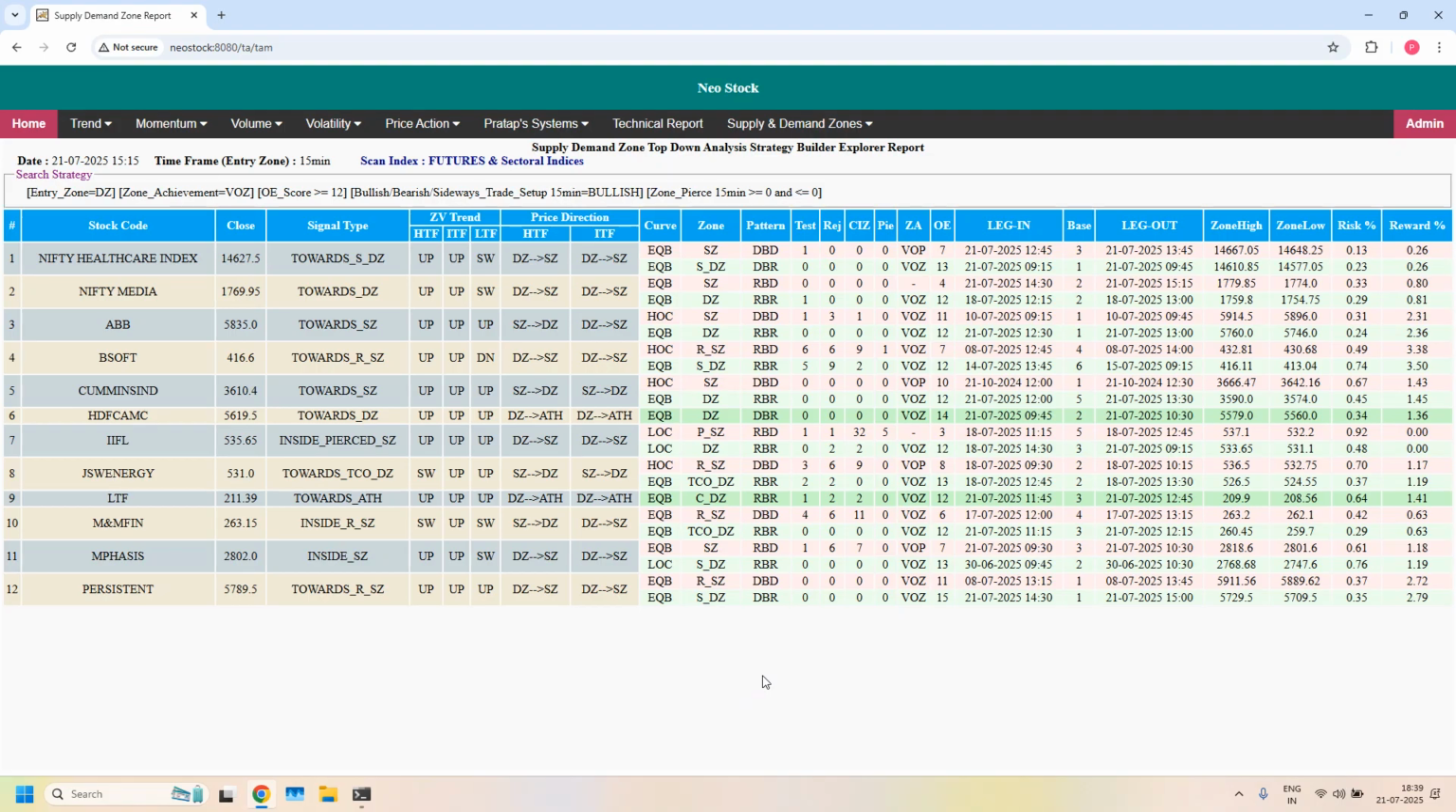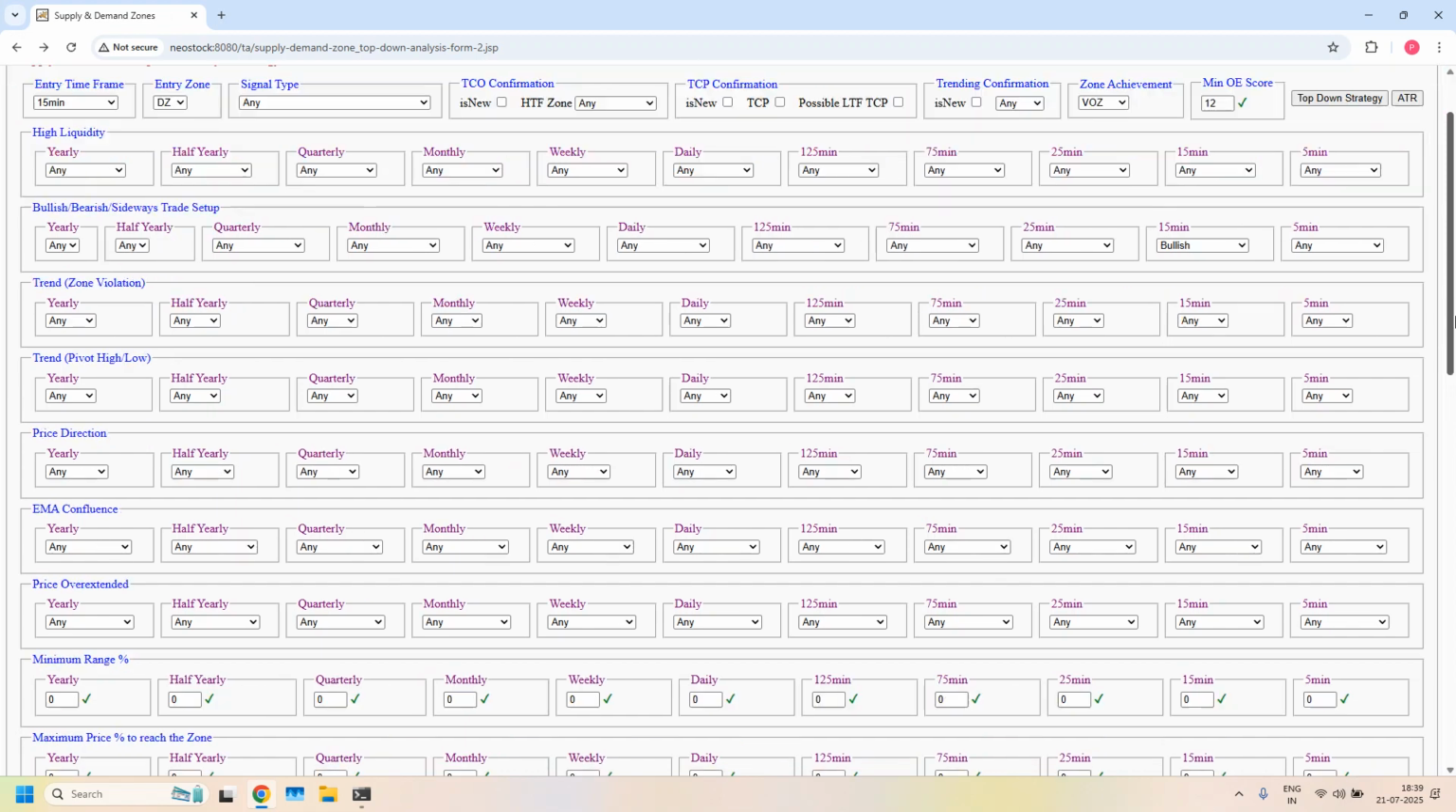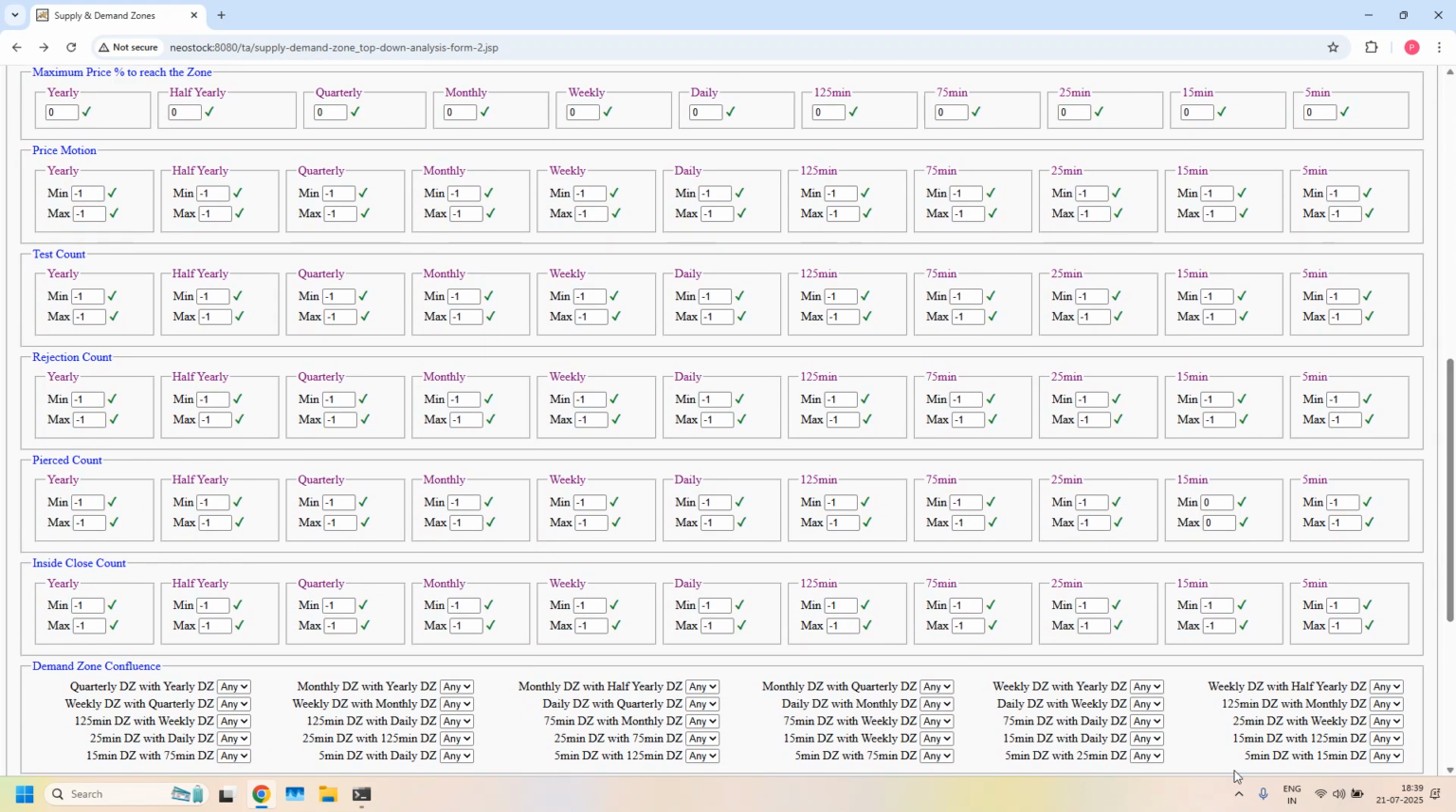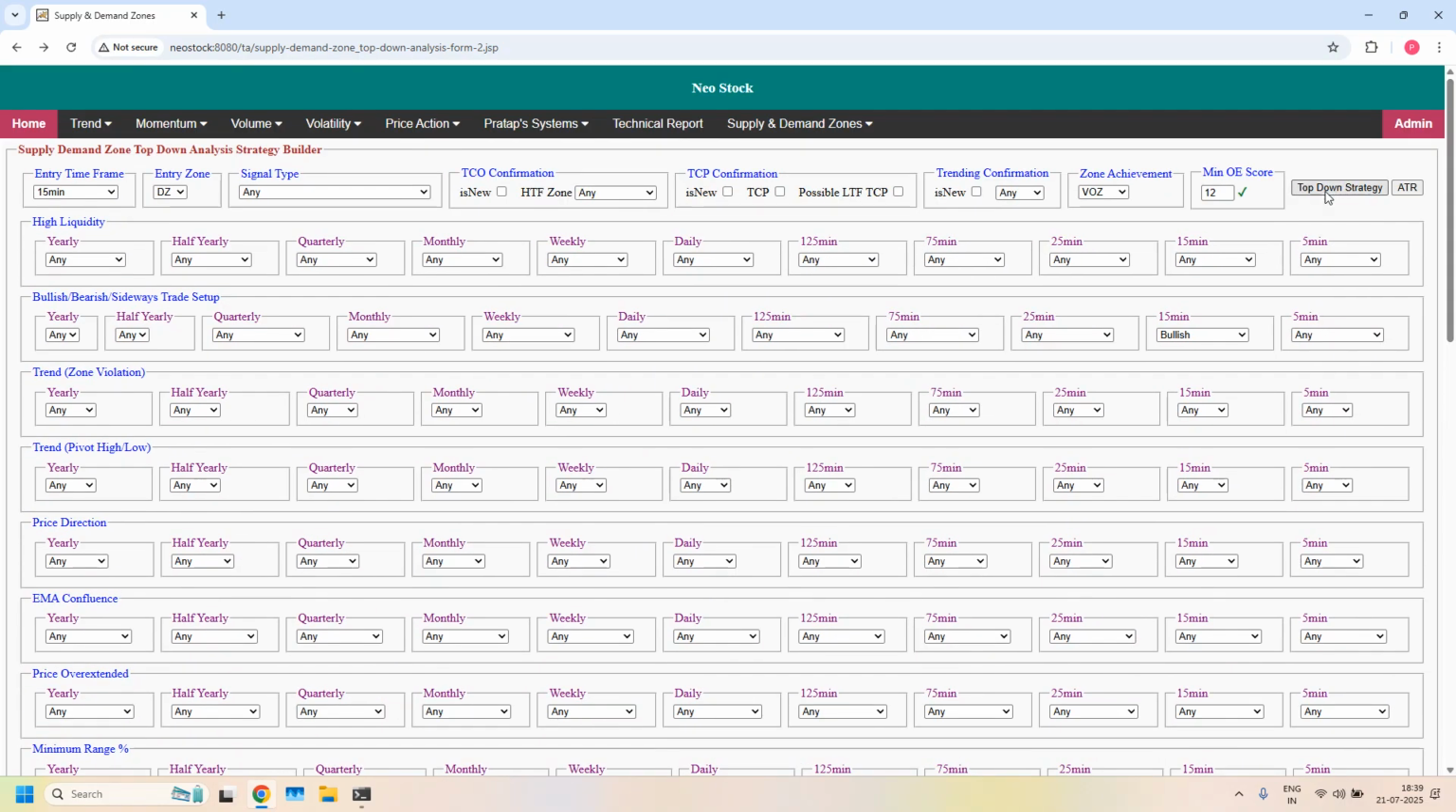Okay, out of these 12, how many are having more high probability to get success? That we will filter based on different zone confluence and EMA confluence strategies. First filter we are applying on these 12 stocks is LTF and ITF demand zone confluence. That is 15 minutes and 75 minutes demand zone confluence supported stocks out of these 12. So in the demand zone confluence, I am enabling the filter 15 minutes demand zone and 75 minutes demand zone confluence. By enabling the filter, the filter will be applied on the 12 stocks.